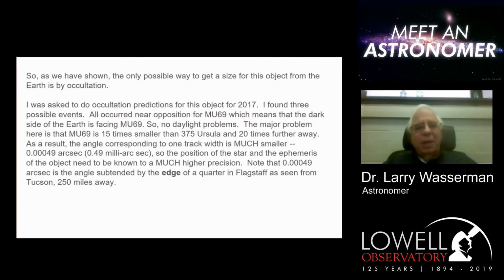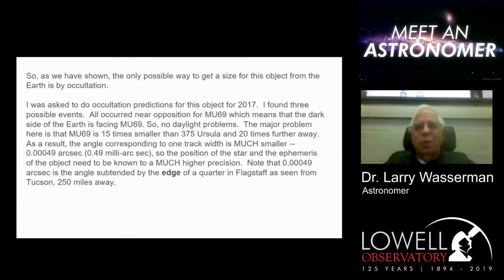But the major problem here is that MU69 is 15 times smaller than 375 Ursula and 20 times further away. It's 3.6 billion miles from us. Not close. As a result, the angle that we have to make the prediction to is much smaller. Remember, it was 0.13 for Ursula. This one is 0.00049 arc seconds. So we have to know both the position of the star and the ephemeris of the object to a much higher precision.